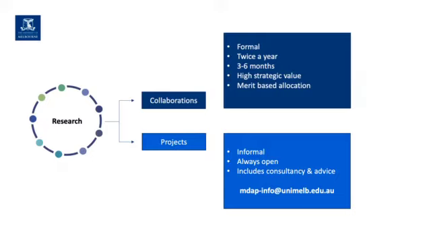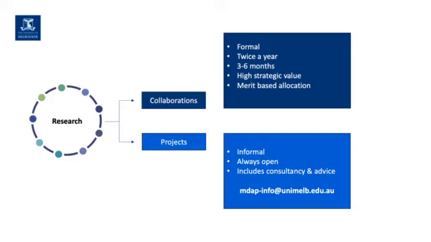We mainly have two avenues of engagement with researchers. One is through collaborations. Those are big projects. We have a formal call for projects twice a year, typically. These are 3 to 6 months or even longer projects. And there is an external research allocation committee that will select applications based on the strategic value for the university, and it is a merit-based allocation.